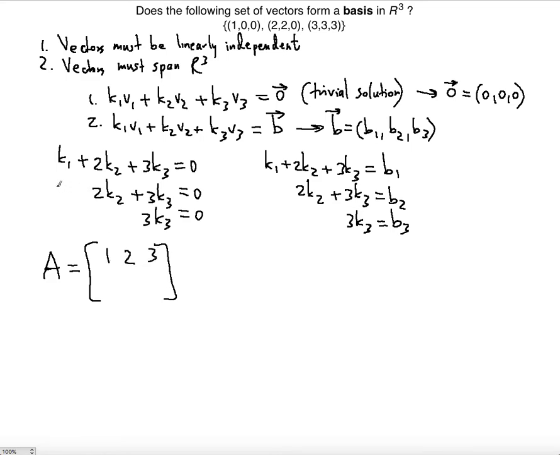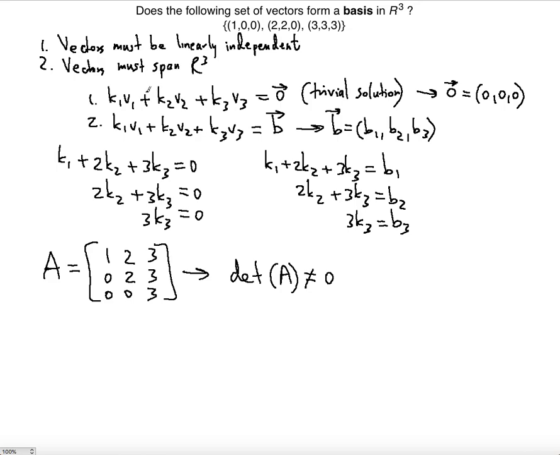In the second equation you have 0, 2, and 3. In the third equation you have 0, 0, and 3. So all it remains now to show is that if the determinant of this coefficient matrix A is not equal to 0, then you will have satisfied both of these conditions successfully.